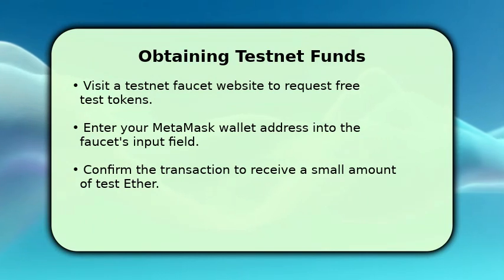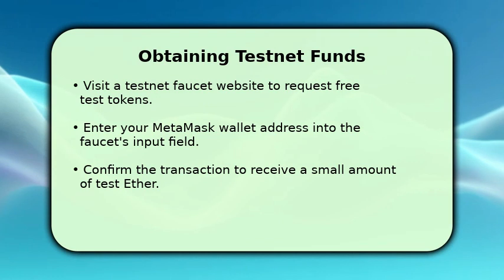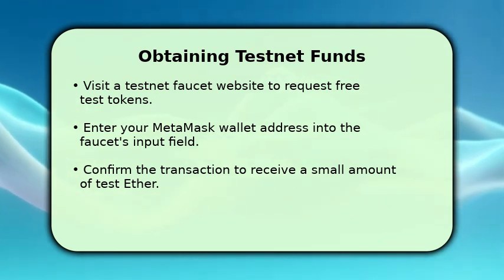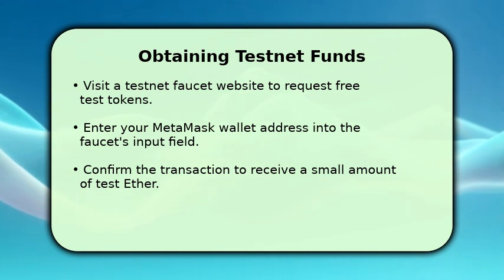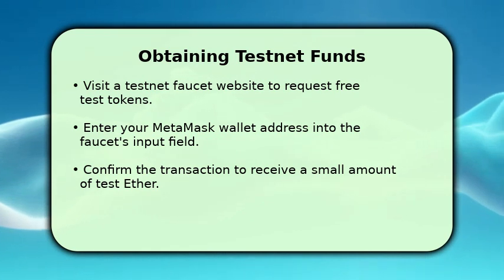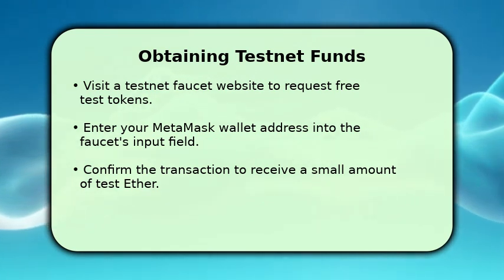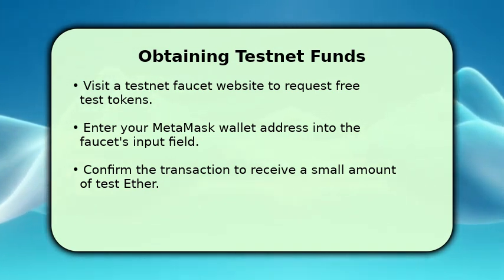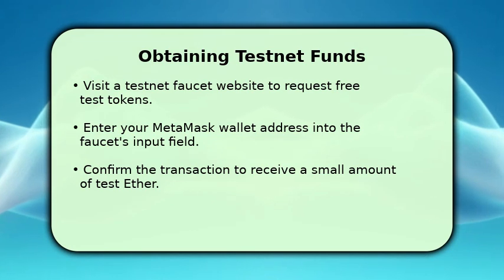Once you're on a testnet, you'll need some test ether to cover transaction fees. This is where testnet faucets come in handy. Search online for a Sepolia faucet or Goerli faucet, for example. On the faucet website, simply paste your MetaMask wallet address into the designated field and request the test tokens. Within moments, a small amount of test ether will appear in your wallet, allowing you to start interacting with dApps.